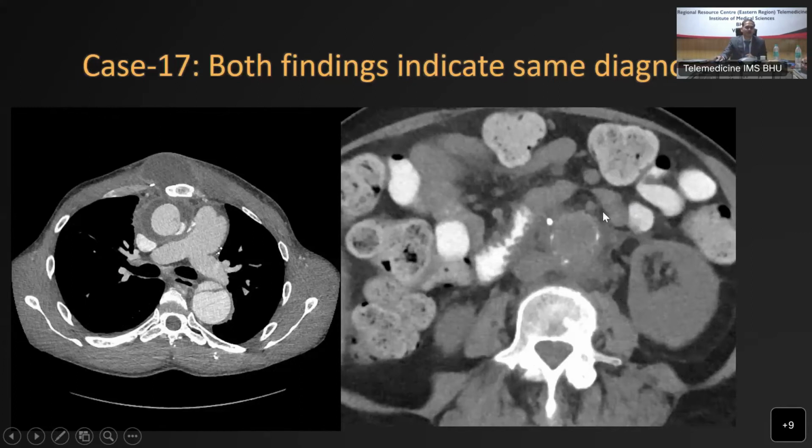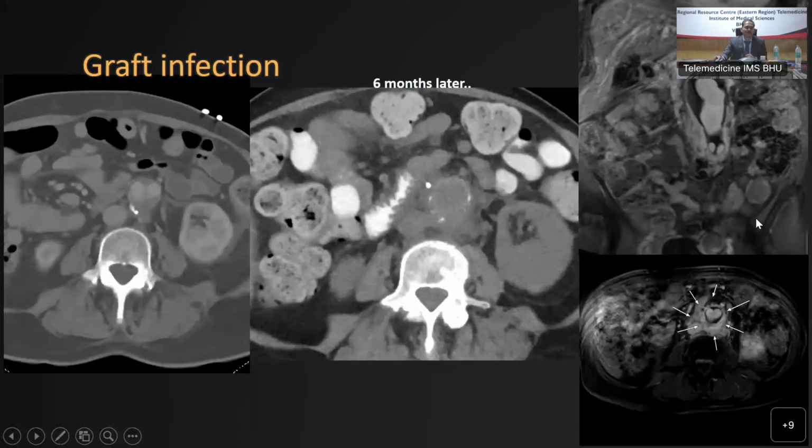This patient also presented with infection, and you can see that there is a lot of fat stranding around the abdominal aorta. So in the setting of prior surgery, these are not good signs and should always lead to the diagnosis of graft infection. So this case, this is the baseline of this case. The graft looked okay here. 6 months later, a lot of fat stranding, high-grade fever.